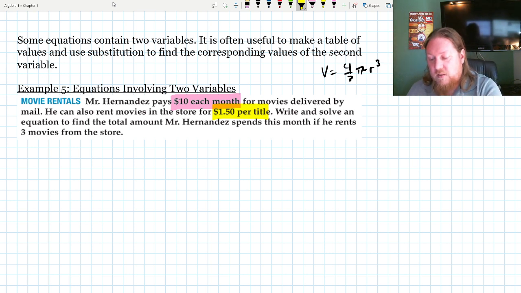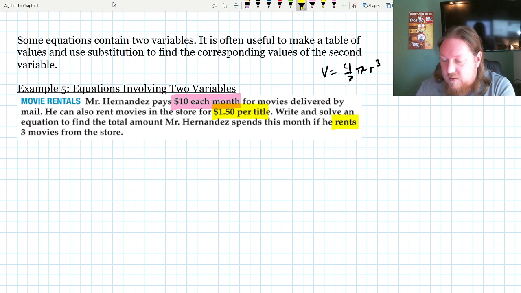Write and solve an equation to find the total amount they would spend if he rents three movies. Now, the renting 3 movies is important because those cost $1.50 each. So there's going to be a total cost that they're spending for the month. C is a good variable for cost.